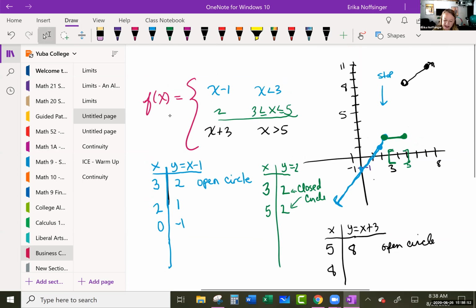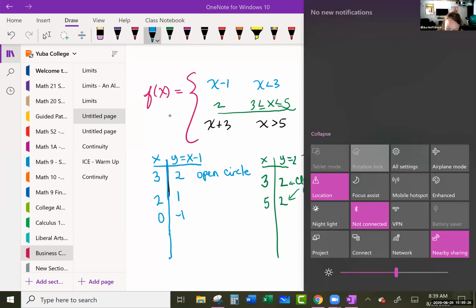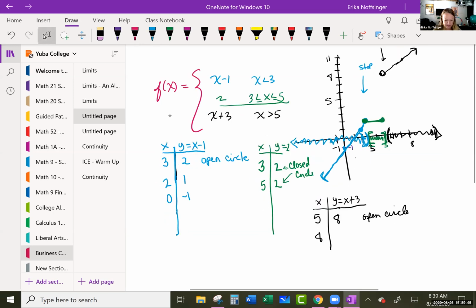We can't go to the left of x equals 5 for this black piece of the line. So in this piece, I'm using just the values bigger than 5. For the second one, I'm using in between and including 3 and 5. And for the other piece, I'm using the x values to the left of 3. Okay, so any questions about graphing the piecewise function?